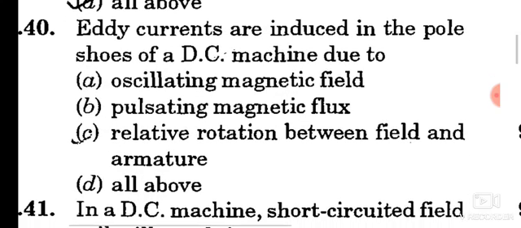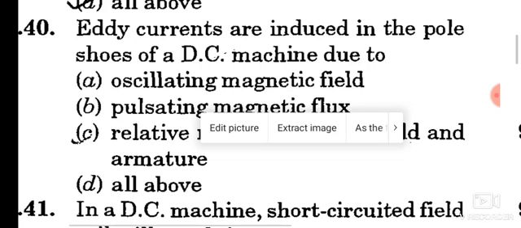Question number 40. Eddy currents are induced in the pole shoes of a DC machine due to option C, relative rotation between field and armature.